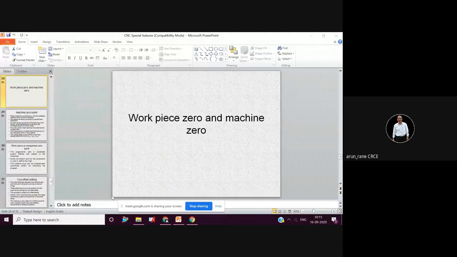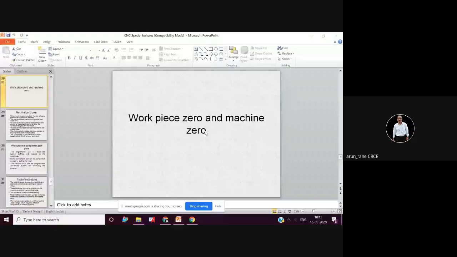Or wherever the programmer has taken program zero, that is considered as the workpiece zero. But you can have different ones also. Like you can have workpiece zero here and program zero here. You have to see the convenience. And we also have the tool length offset. Tool length offset is specified by G43 and workpiece offset is specified by G54, 55, 56, 57, 58, 59.